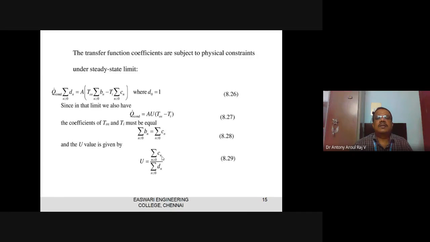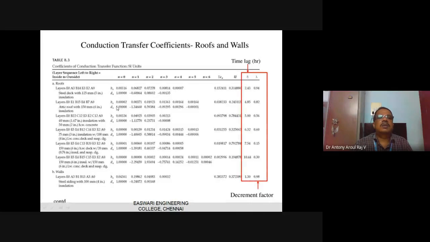Here we are going to see an example with three steps. It is interesting to note that the transfer coefficient values are given in the data book itself, not in the data book created by foreign authors. So we have these values of conduction transfer coefficients, which they have created for standard walls. For roofs, they also have the values.